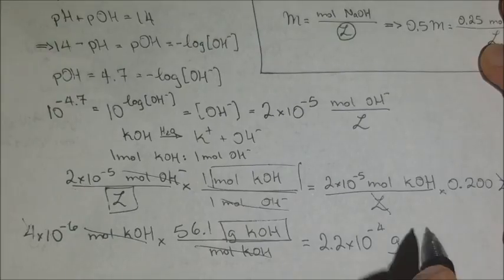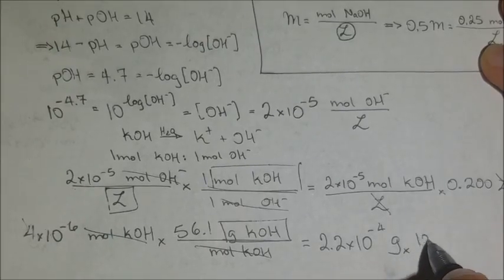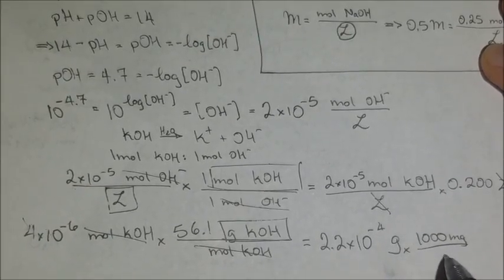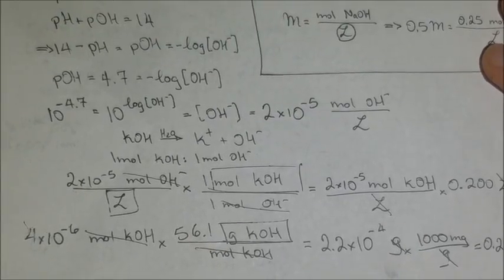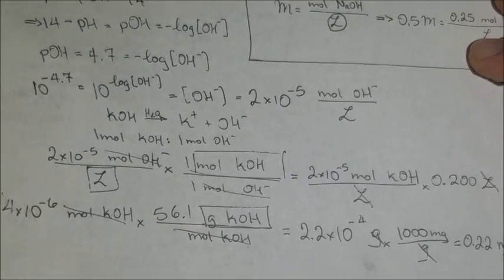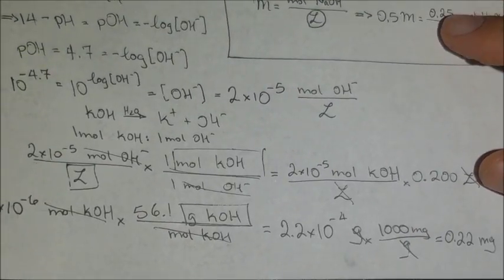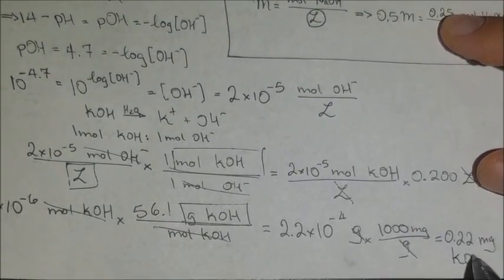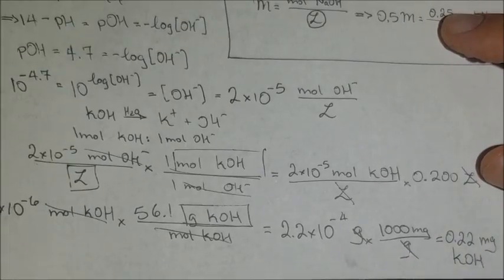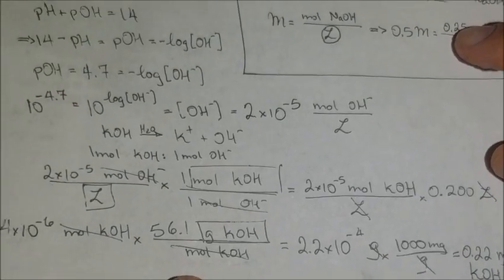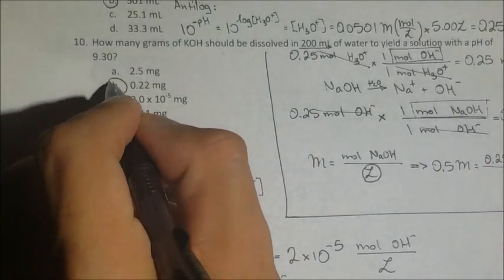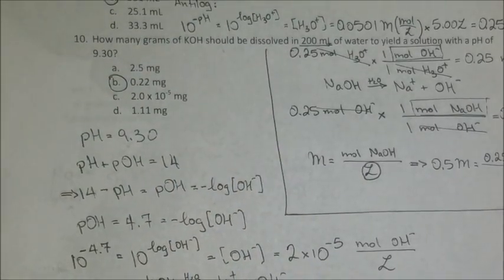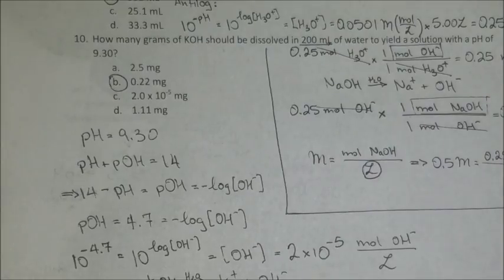Okay, and if you take this and say that there's 1,000 milligrams in a gram, grams cancel, and you get 0.22 milligrams. There we go. 0.22 milligrams of KOH. And so that is how you would do number 10. And with 0.22 milligrams as our answer, B then is the correct answer for number 10. And that was the quiz.